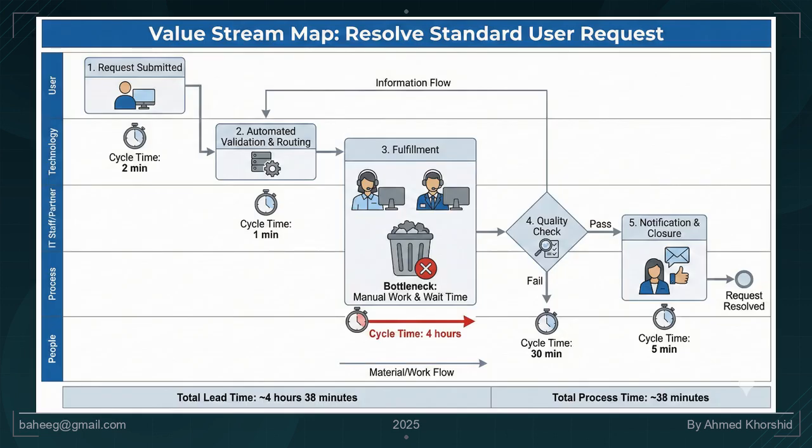Figure: AI-ready prompt for a horizontal value stream map for the resolve standard user request. Stages: 1. Request submitted, user. 2. Automated validation and routing, tech. 3. Fulfillment, IT staffed partner. 4. Quality check, process. 5. Notification and closure, people. Show clock icons for cycle time at each stage and a waste bin icon for a bottleneck at stage 3. Style, linear flowchart with swim lanes, clean and professional.